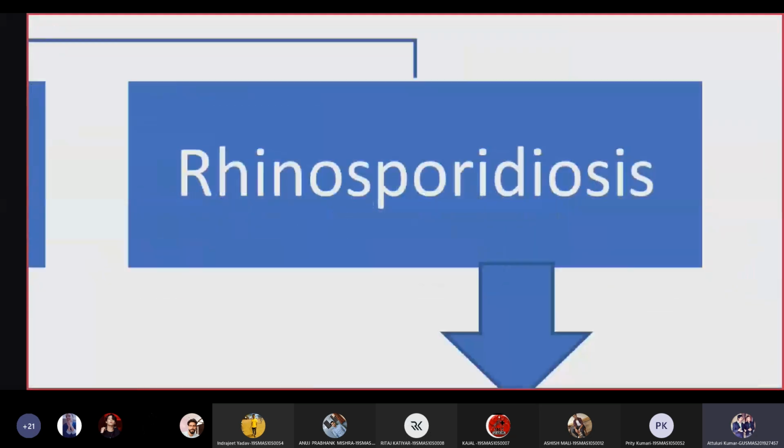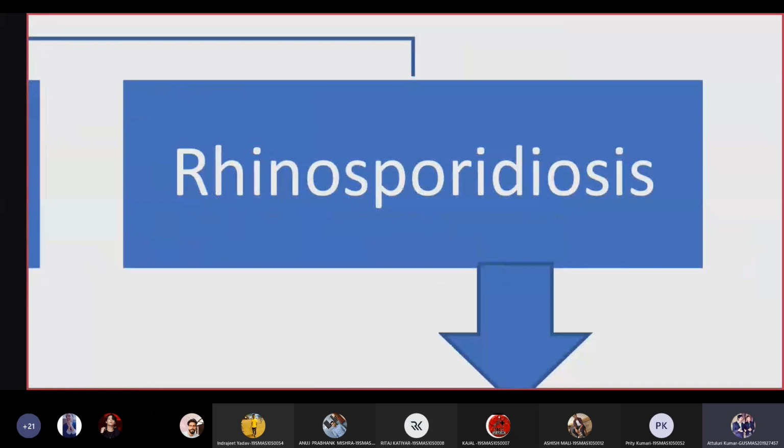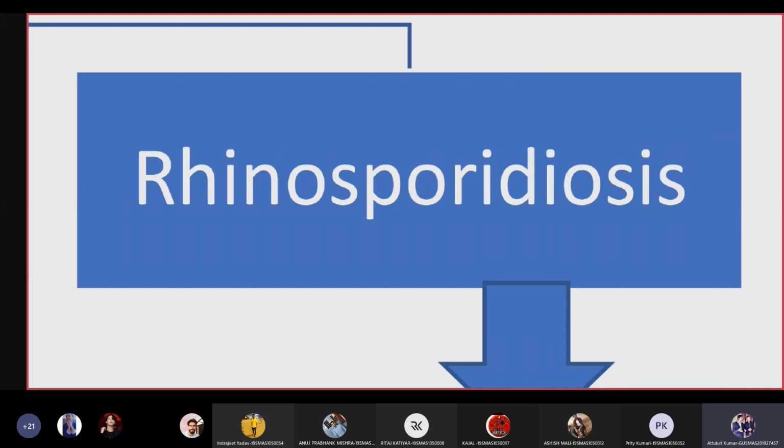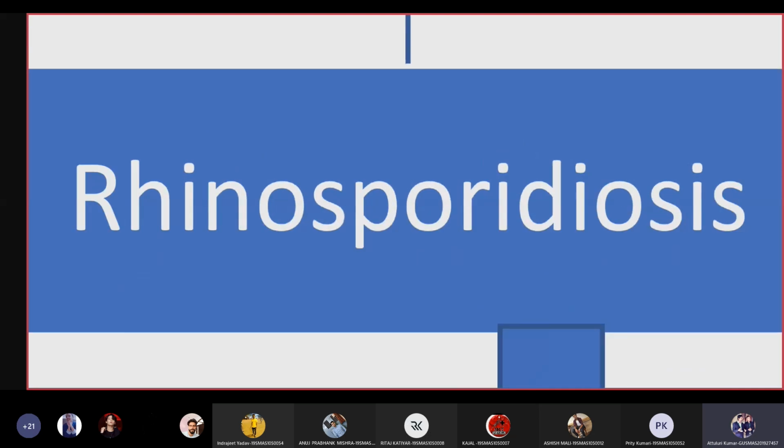Then the last and final subcutaneous mycosis is rhinosporidiosis. So what is this rhinosporidiosis? As the name suggests, rhino means nose. This particular fungus will cause infection to the nose. What type of infection? It will cause sporulations within the nose. That is why this particular disease is called rhinosporidiosis.